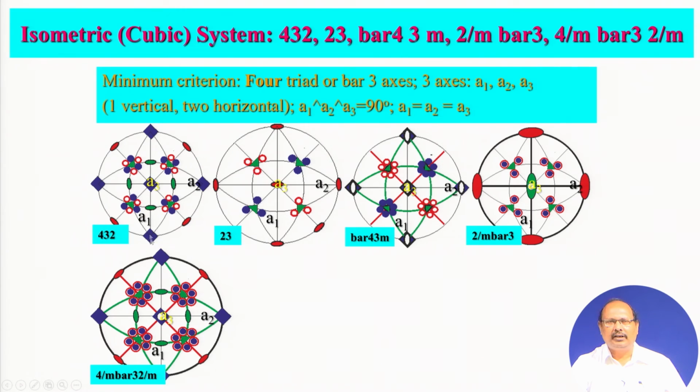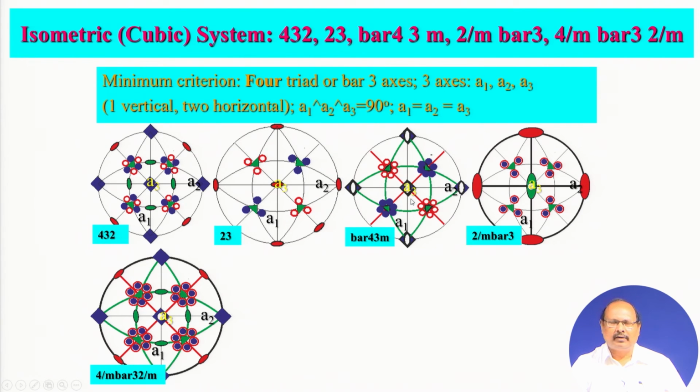So, all these 3 directions become equivalent here, and because you have the 3-fold axis of symmetry, and the 3-fold axis of symmetry is present in every crystal class of the isometric crystal system, everywhere you can employ this technique, so that A1 is equal to A2 is equal to A3, and the angle between A1, A2 and A3 is 90 degrees.